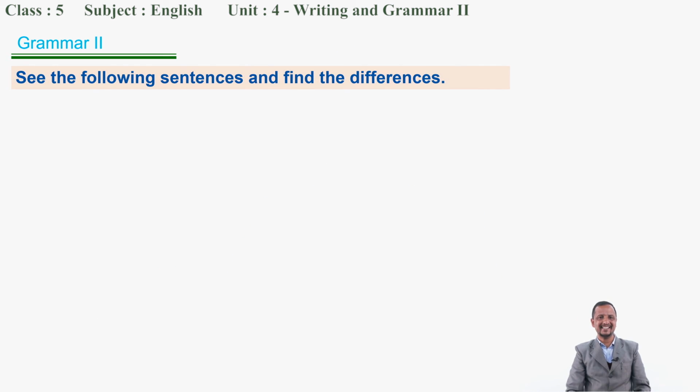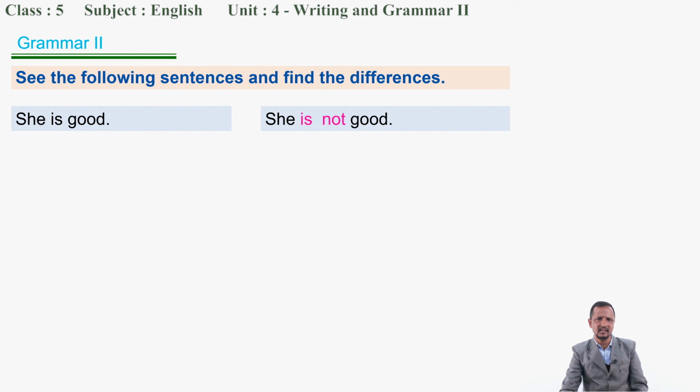Let's see the following sentences and find out the differences. Number one, find out the structural differences. What is here in the first sentence? And what is here in the second sentence? And let's talk about meaning also. She is good, and she is not good. Do they have the same meaning? No, they are different.